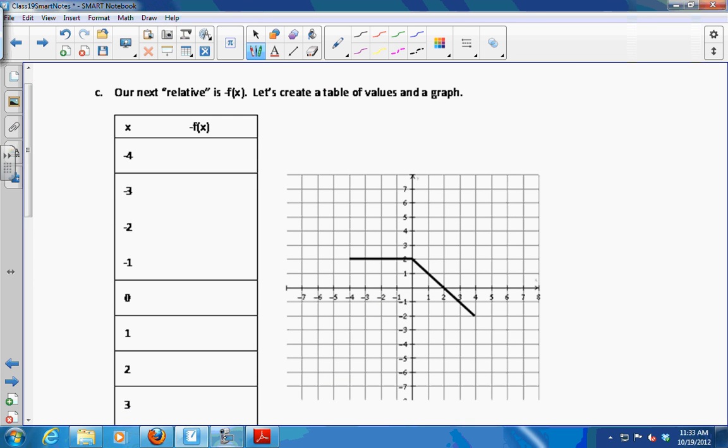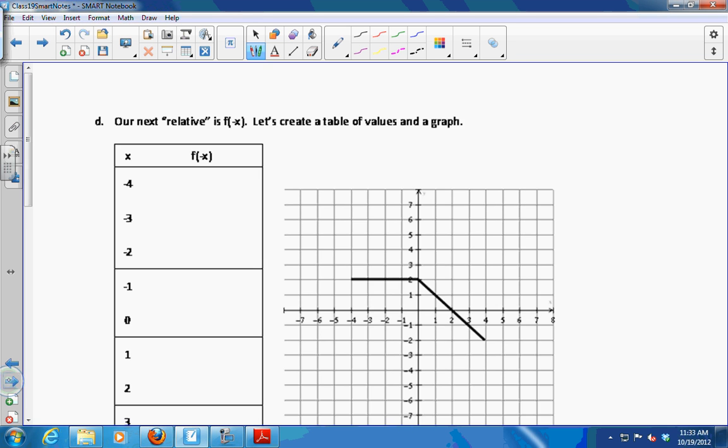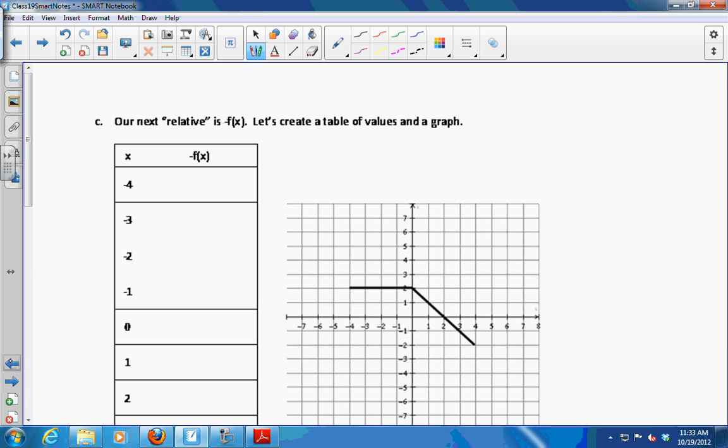Okay, so our next relative is negative of f of x. So why don't you try these next two in your groups. See if you can figure out what the transformation is for f of negative x and negative f of x.